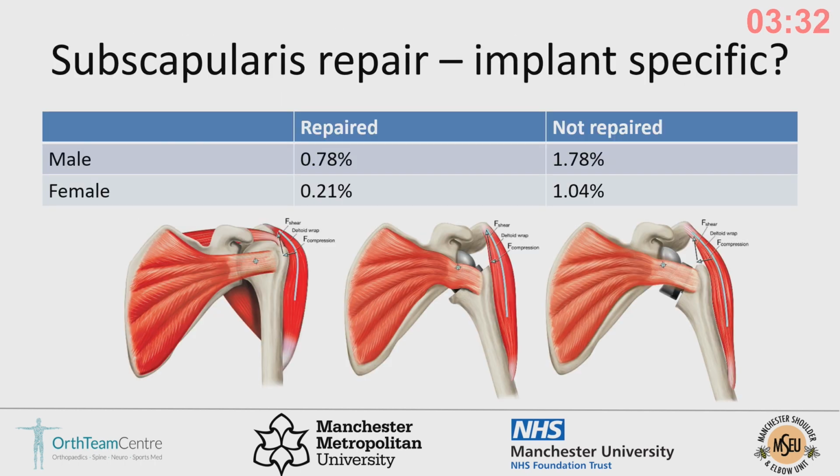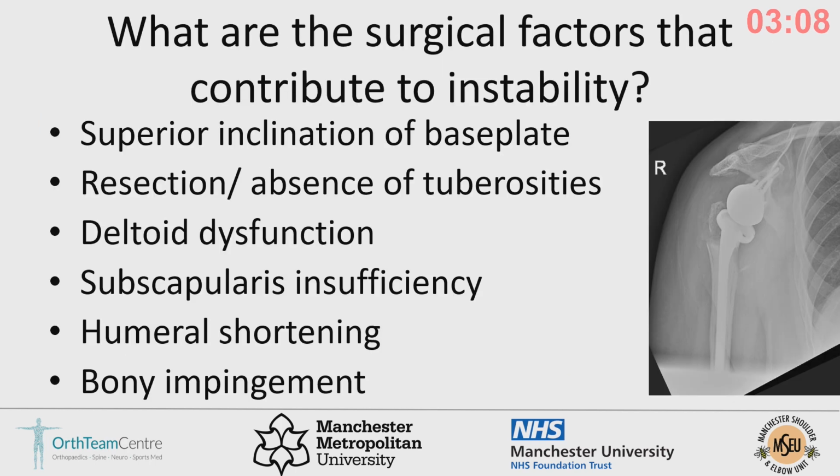What was interesting in the Exactech study was the comment on the subscapularis repair, because obviously in this prosthesis, subscapularis repair is much less frequently carried out, but they showed the protective effect: the females with repair were the lowest redislocation group, whereas the males with no subscapularis repair were in the highest group. We need to be aware of those surgical factors that are going to contribute to instability, not only so we prevent them happening first off, but so we recognize them when we're trying to manage it.